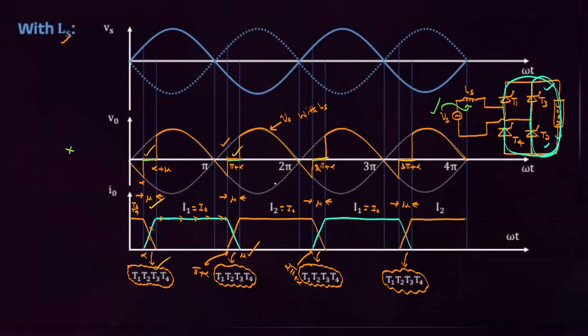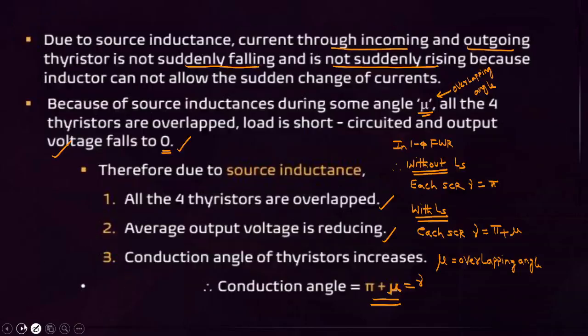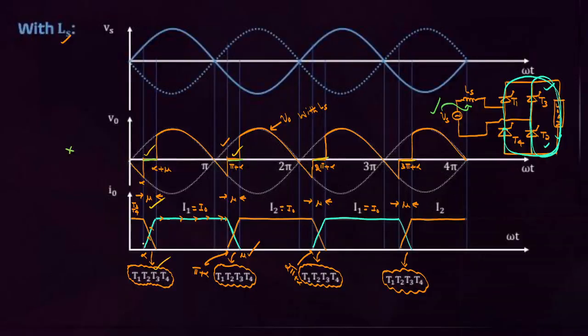What is the observation here? Due to source inductance effect, not only in a full wave rectifier but in any rectifier, the average output voltage is reducing. Not only is the average output voltage reduced, the conduction angles are increasing and the overlapping of devices also takes place. These points are given in detail, please go through them. Due to source inductance, the current through the incoming and outgoing thyristor is not suddenly rising or suddenly falling. The current is slowly rising and slowly falling.